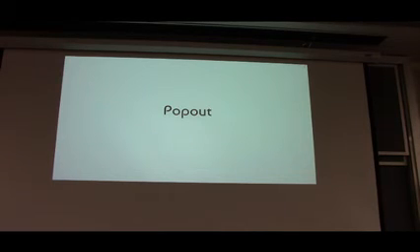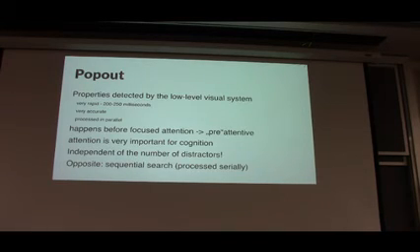Okay, so the next thing that I wanted to talk about is pop-out. Pop-out are properties that are detected by the low-level visual system, and this is a very, very rapid thing. If I use a pop-out effect, and some people call it pre-attentive processing, which is a term that has fallen a bit into disfavor, we can recognize those pop-out effects very quickly, very accurately, and they're processed essentially in parallel.